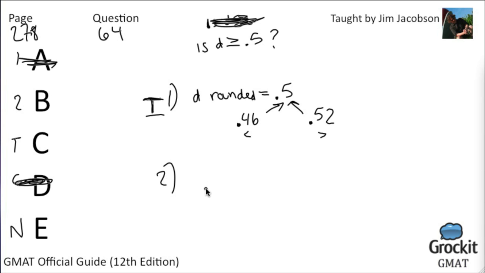Statement number 2 tells us that when D is rounded to the nearest integer, the result is 1.